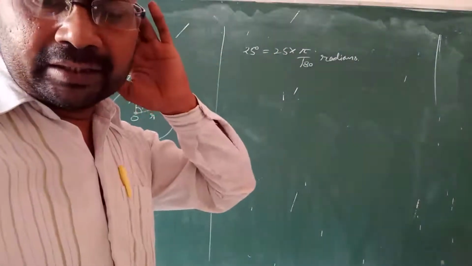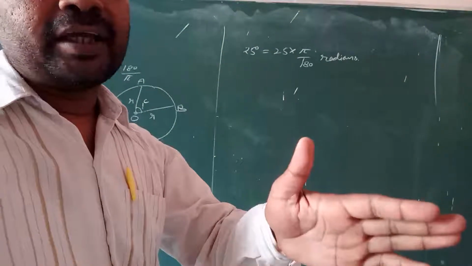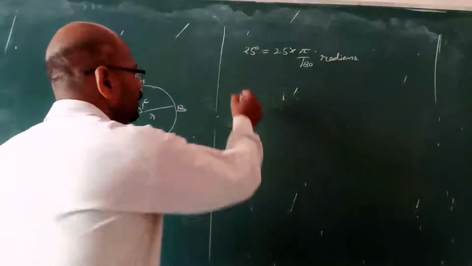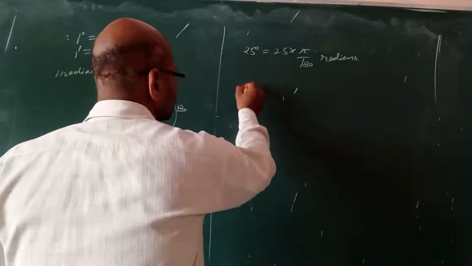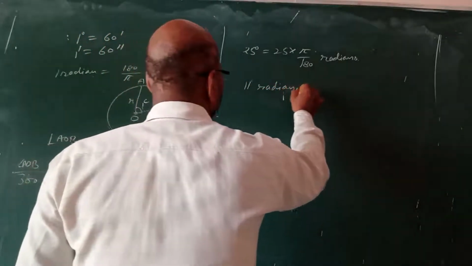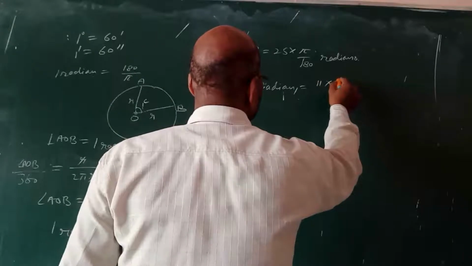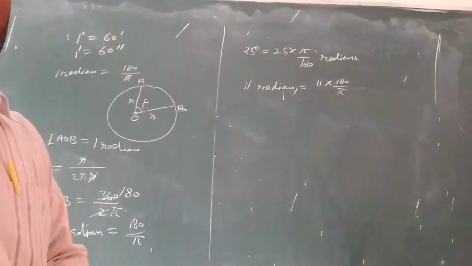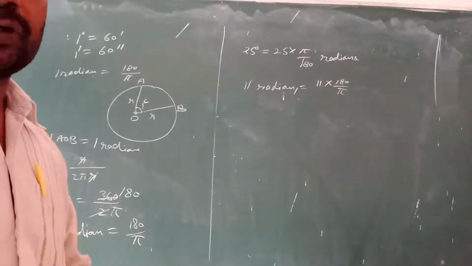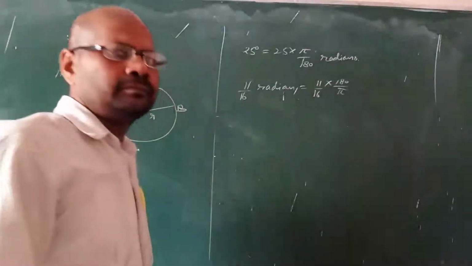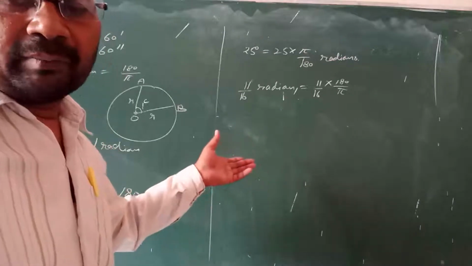Now if we have to convert radians into degrees, just like we are taking 11 radian, not degree, radian, equals 11 multiplied by 180 upon pi. Okay, if it is 1 upon 16, then it will be 1 upon 16. You got it? In this way we can change the radian.